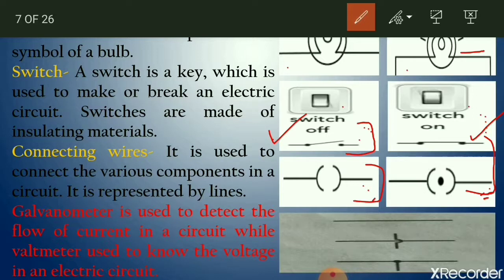Now, connecting wires. Connecting wires are used to connect the various components in a circuit, and they are represented by lines. So here you can see this is a simple line, this is a simple wire.